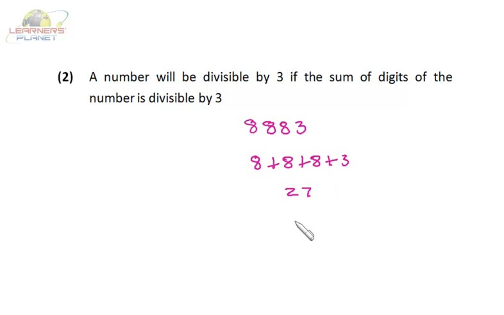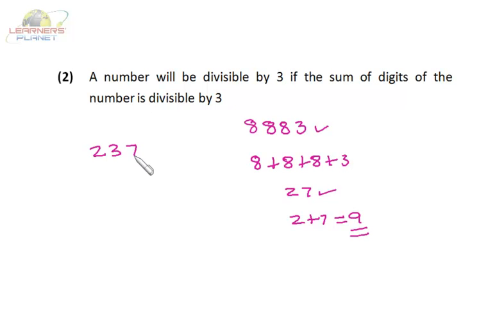Further, you can repeat the process. You can even add the digits of 27 also. So it's 2 plus 7, 9. Okay. So 9 is divisible by 3. Hence 27 is divisible by 3. And finally 8883 is divisible by 3. Okay. So you can repeat the process until you are comfortable with the final number. Okay. Let's take one more example.